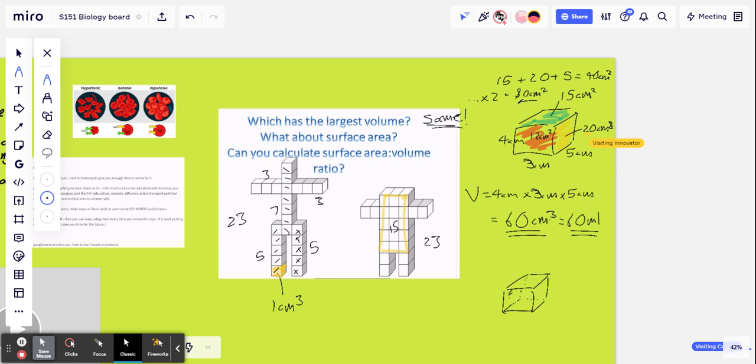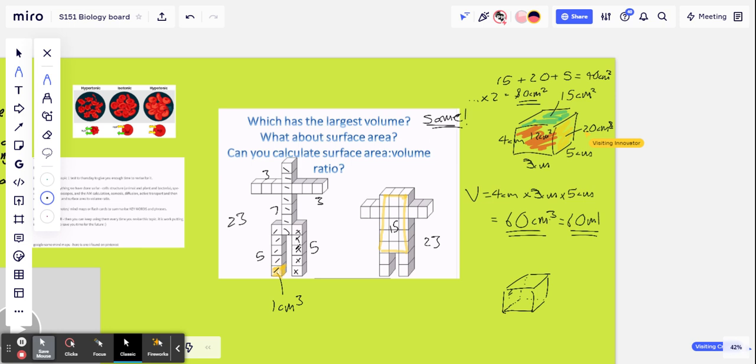Okay, so that's going to be the surface area of this cube. Now, what about the surface area of these things here? Well, you realize each face, in my example, is 1 centimeter squared. We're going to add up the front face, which is just the front of each one of these. So the front face of this thing here is going to be 23 centimeters squared.